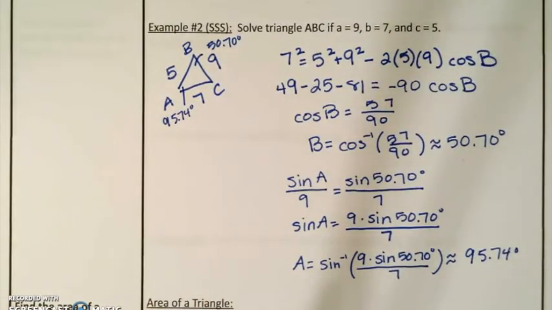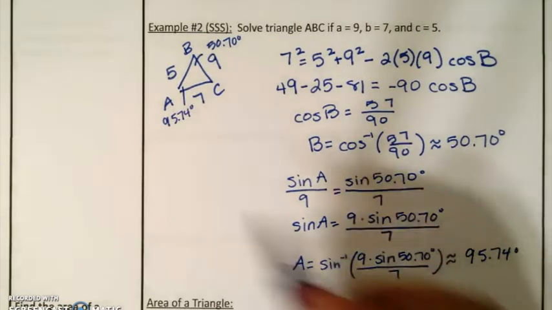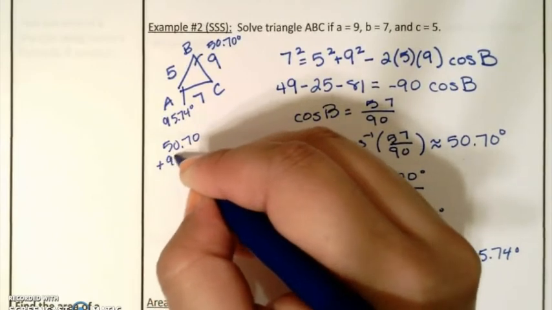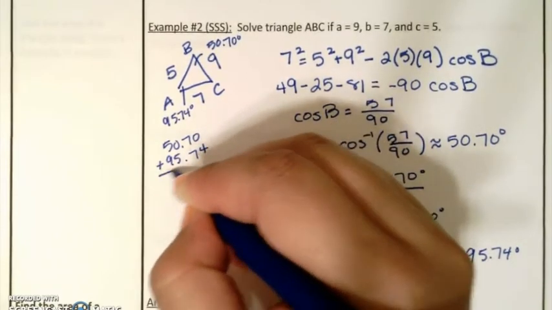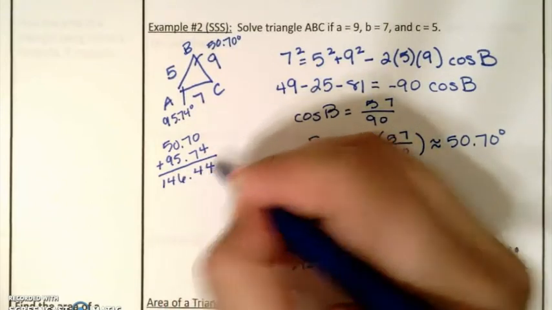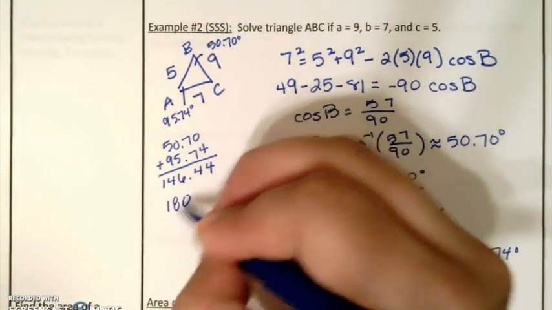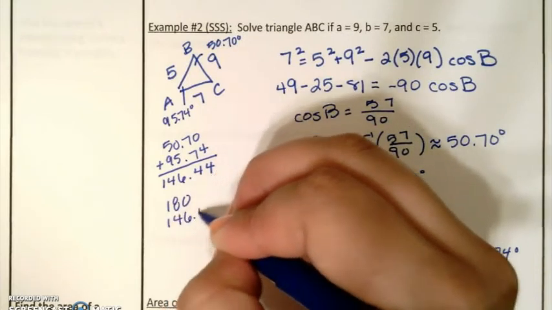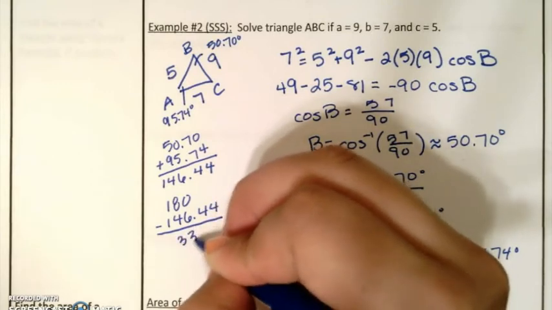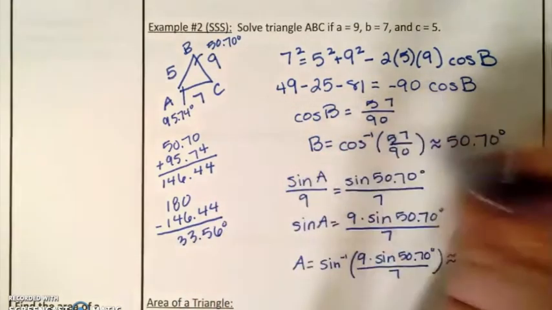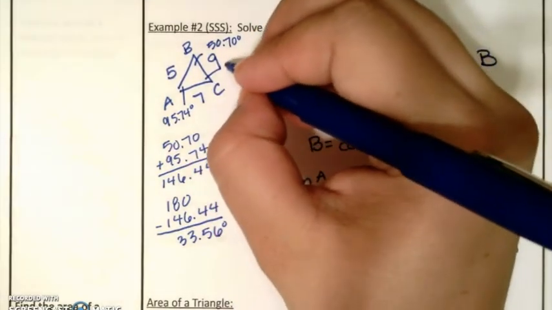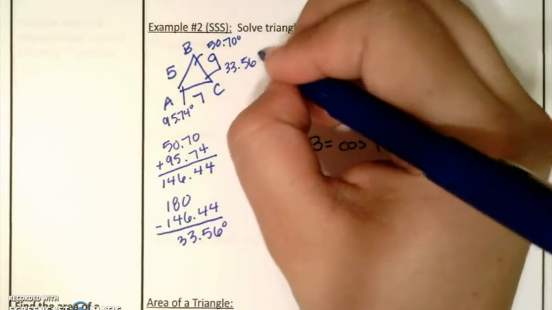Now we can use the angle sum of a triangle. So 50.70 plus 95.74 gives us a sum of 146.44. So what remains of the 180 degrees is 33.56 degrees. So the measure of angle C is 33.56 degrees.